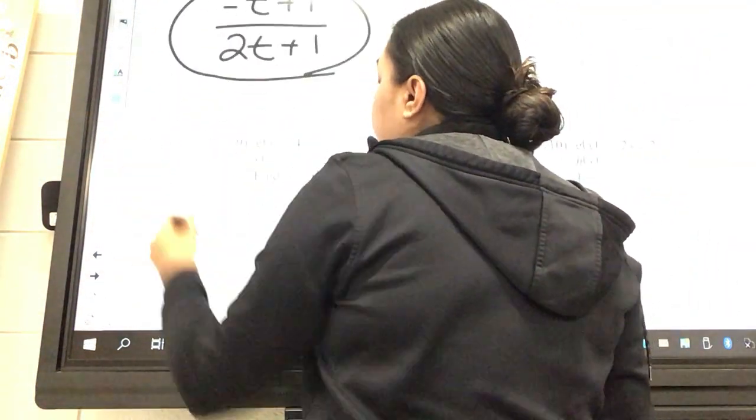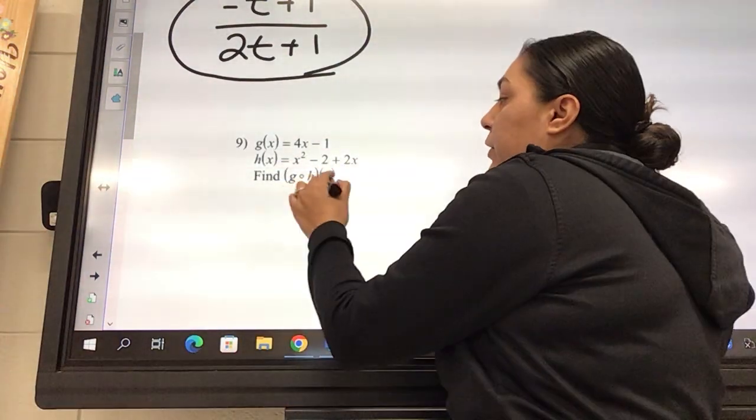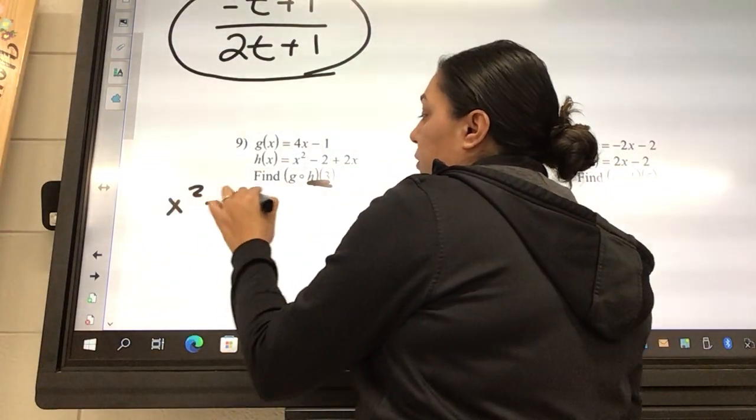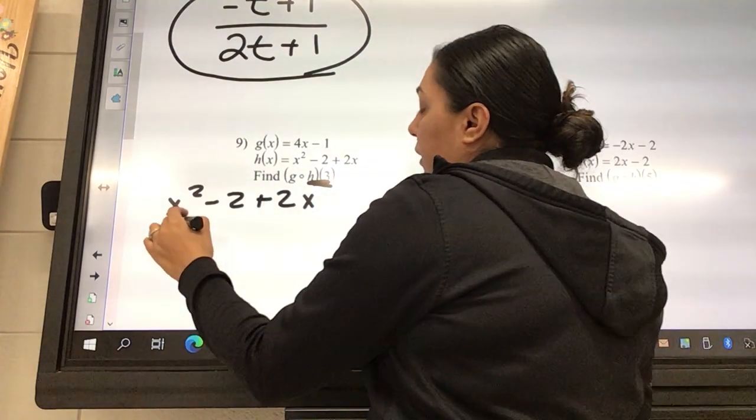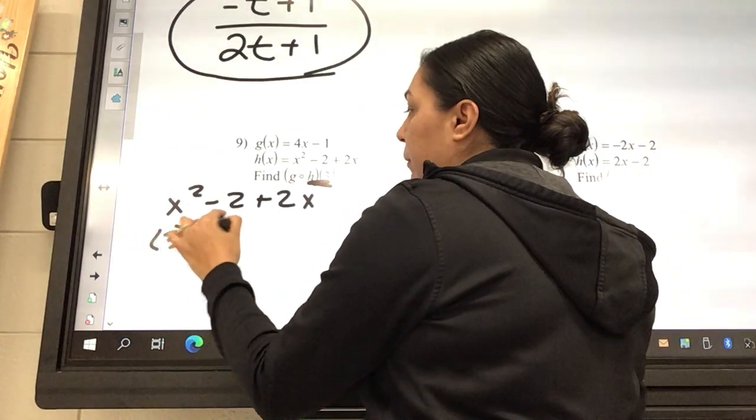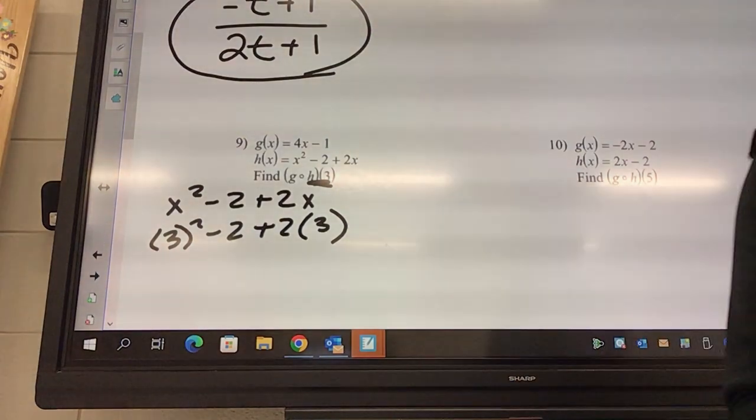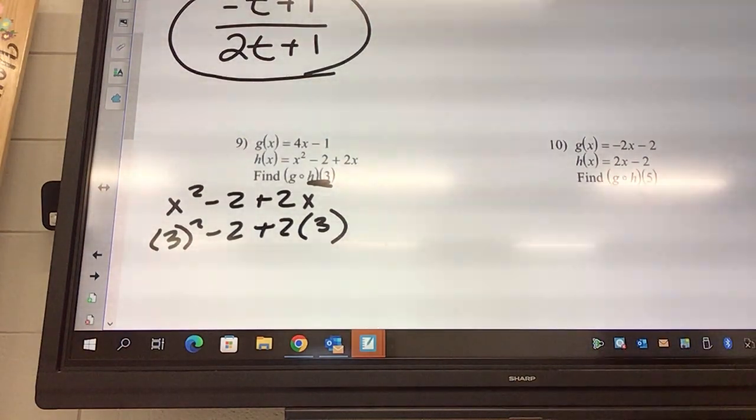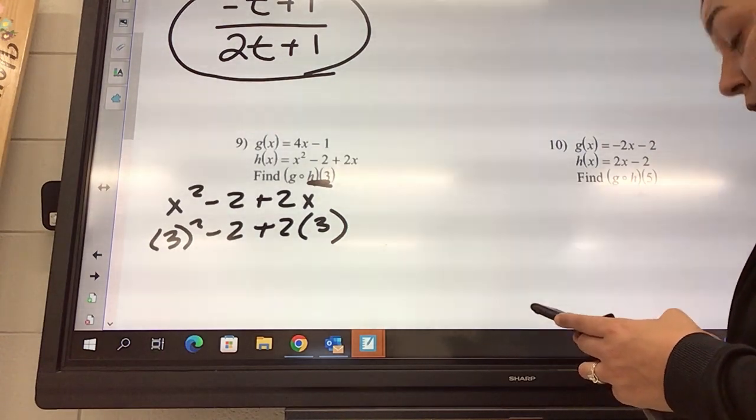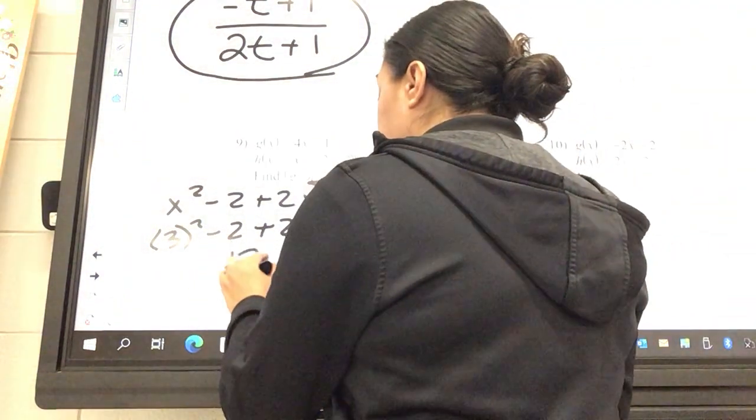Okay, 9. I got G of H of 3. So we start with the 3 and the H function. Okay, so I got x squared minus 2 plus 2x. Everywhere there's an x, I'll be putting a 3. So it's going to look like 3 squared minus 2 plus 2 times 3. Okay, and you can just type that whole thing in on your calculator. Minus 2 plus 2 times 3. Okay, and you should get 13.